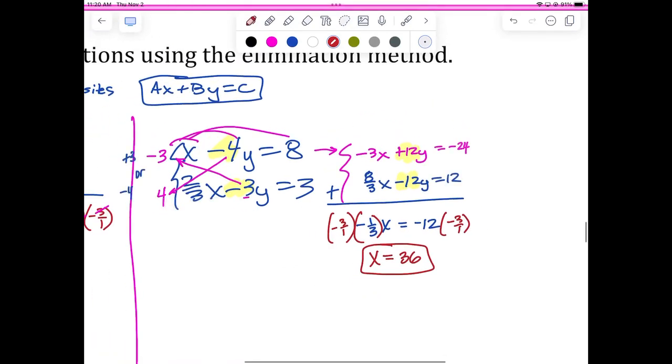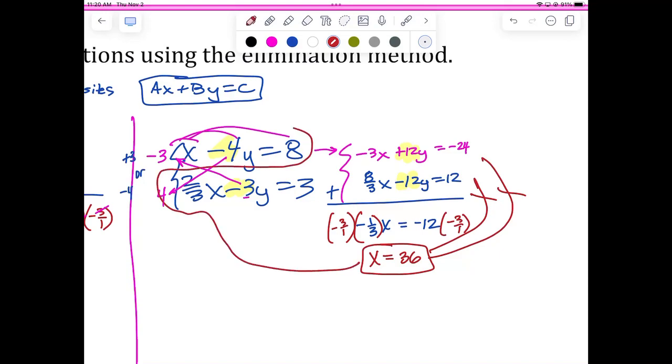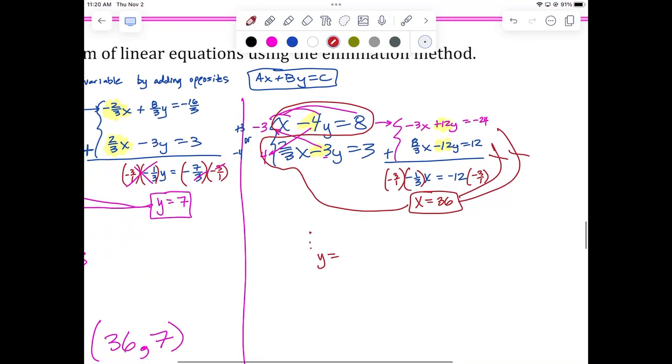And then how would I find the y value? I wouldn't plug it back into one of these. No, because those are bigger. I would plug it back into one of the original, namely this one here. And I'm not going to do the work, but guess what we're going to get for y?